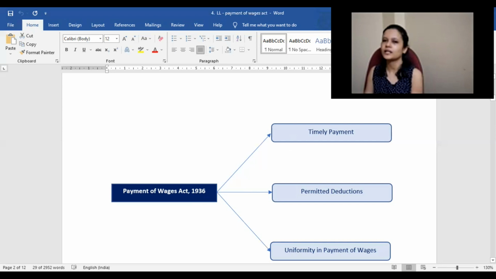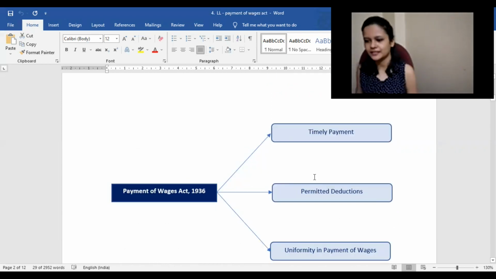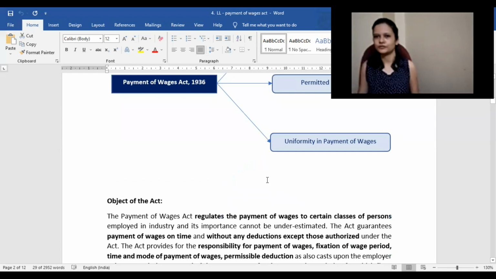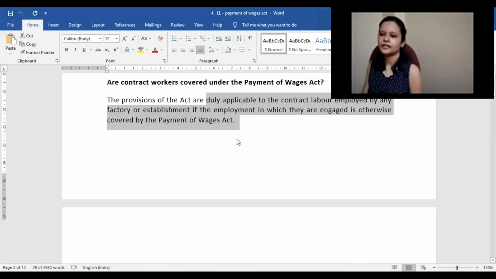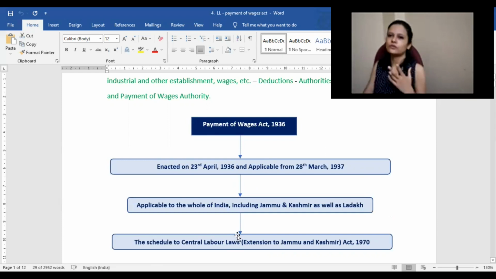Okay, and accordingly, we get provisions regarding these things. So in the objectives also, the same thing is written. I have basically tried to make this in a table so that it becomes easier for you to revise. There are basically three things. In order to address these three things, the Payment of Wages Act was introduced. Regarding this act, what we need to know is when it was enacted, when it became applicable, its scope and applicability, and through which legislations its scope was extended.